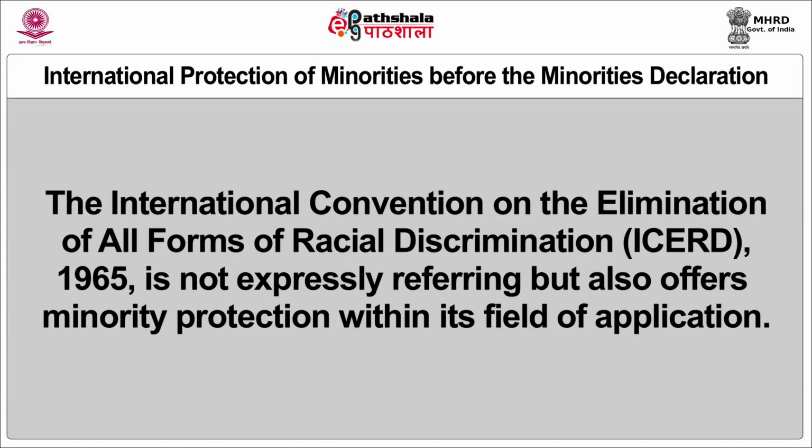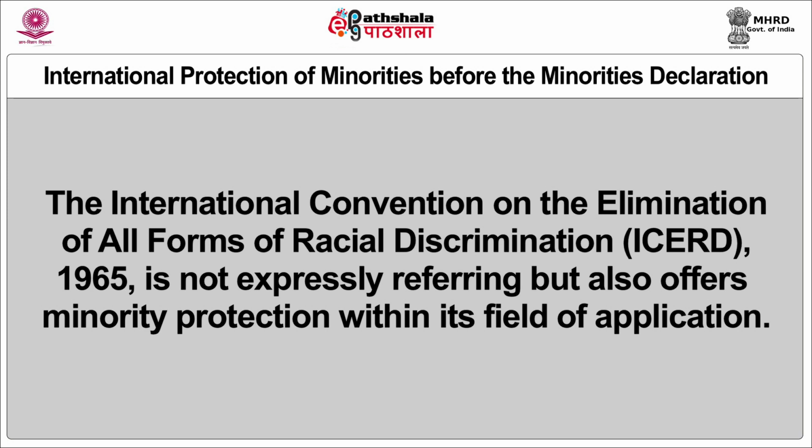Article 2 of the Convention describes genocide as acts committed with intent to destroy, in whole or in part, a national, ethnical, racial, or religious group as such: killing members of the group, causing serious bodily or mental harm to members of the group, deliberately inflicting on the group conditions of life calculated to bring about its physical destruction in whole or in part, imposing measures intended to prevent births within the group, forcibly transferring children from the group to another group.